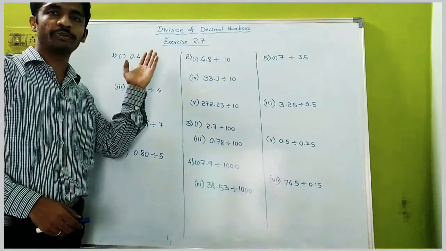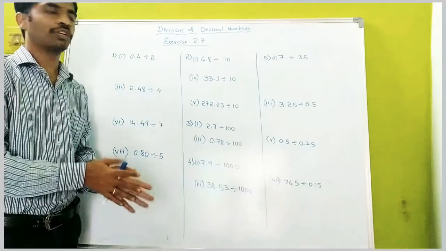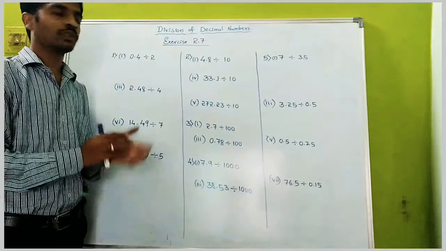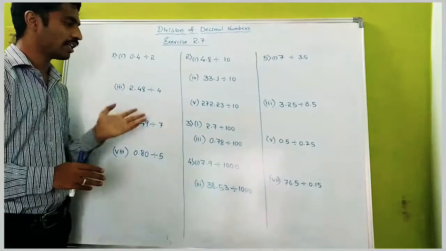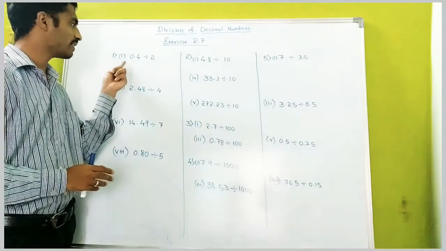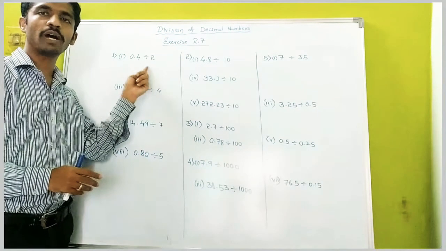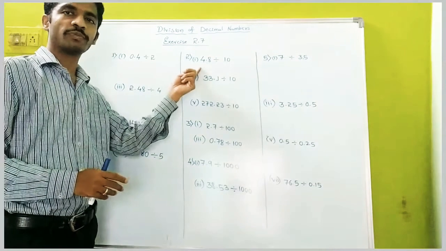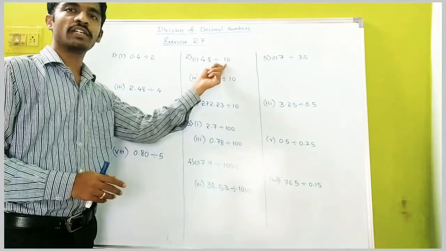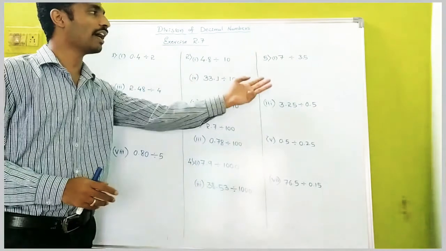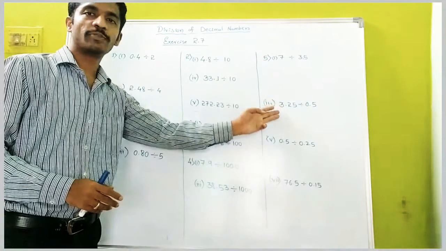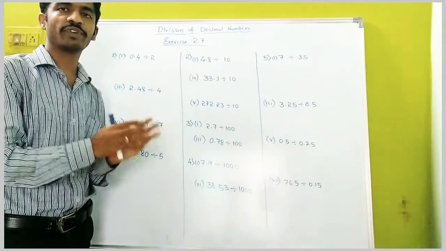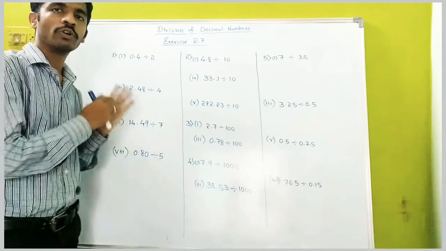So coming to the division of decimal numbers. Okay, so here exercise 2.7 is totally based on the division of decimal numbers. Here also I categorized three types. One is division of decimal by whole number. Then division of decimal by 10 multiples, means tens, hundreds, thousand, and division of decimal by decimal, or whole by decimal. Okay, so three different types are there. So we will solve them now one by one.